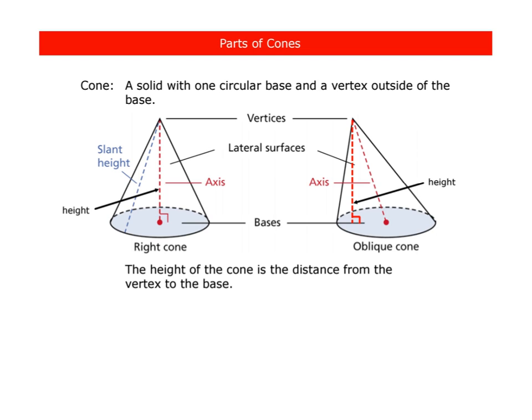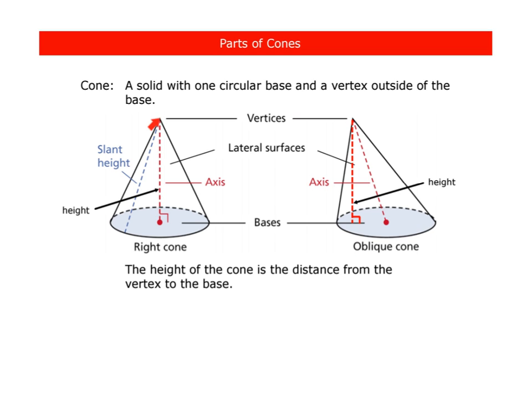So here are two pictures of cones. I have a right cone and an oblique cone. In a right cone, the vertex is right over the center of my base. In an oblique cone, that's not the case. The vertices are where my lateral surfaces meet.